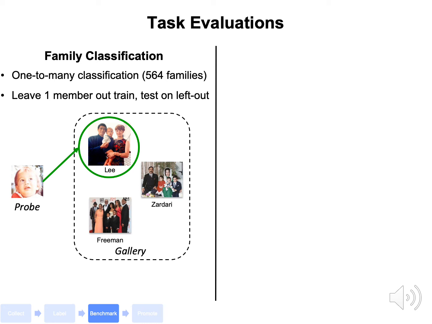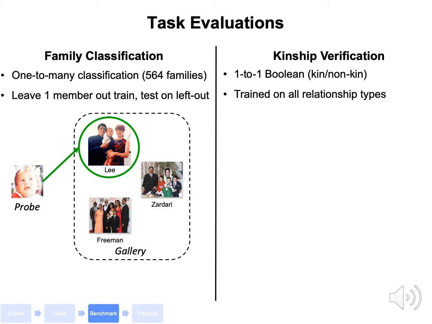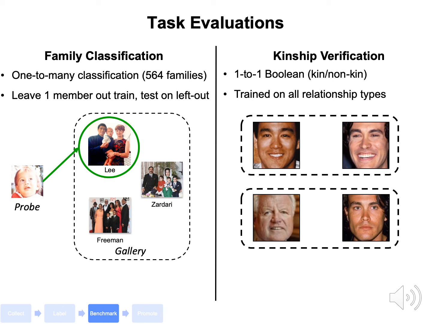The more popular task is kinship verification, which is the one-to-one Boolean task to classify whether kin or non-kin. We train on several relationship types, which we'll look at in a following slide. And the task then is, are they related? Yes or no? You can see the top pair, yes, the bottom pair, no. So let's now take a look at the different relationship types.